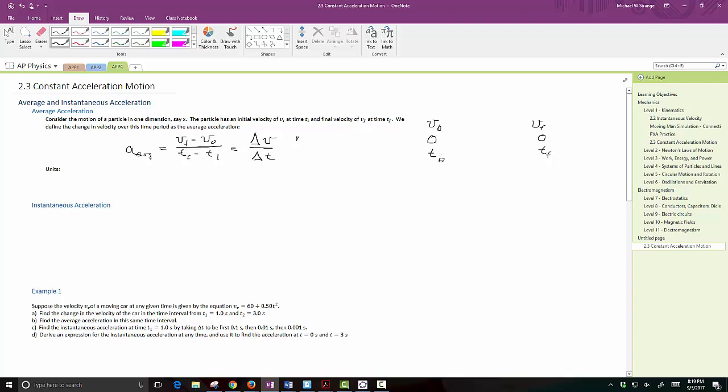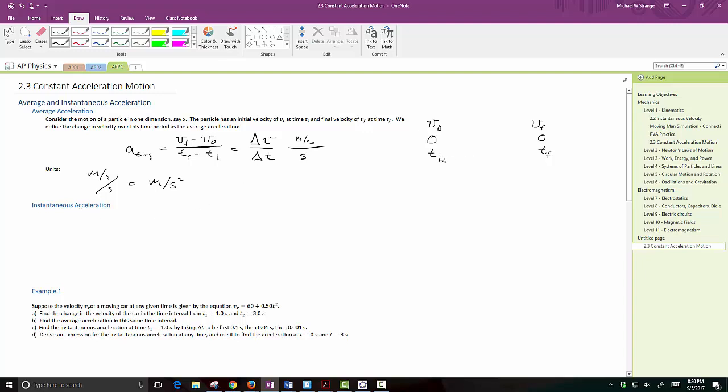And the units for this, since we have meters per second divided by time, in seconds, it's meters per second per second. And we normally just write that as meters per second squared. That's acceleration. So now we can talk about instantaneous acceleration.